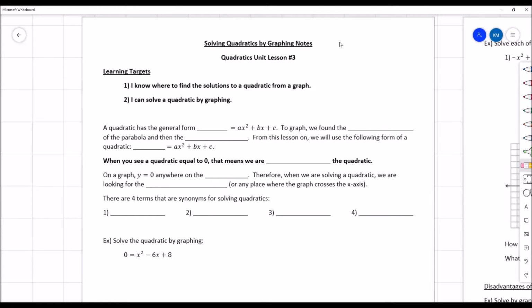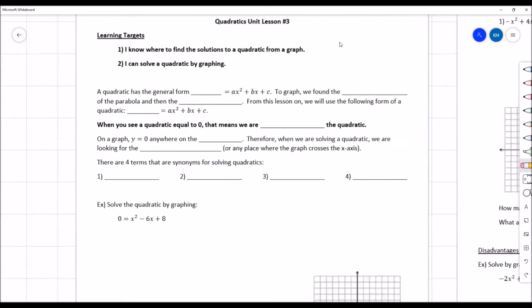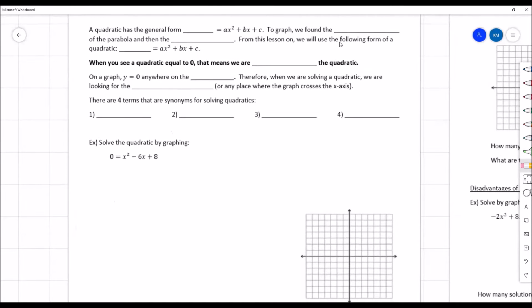Today we're looking at solving quadratics by graphing notes. At the end of this video, you should know where to find the solutions to a quadratic from a graph, and you should be able to solve a quadratic by graphing. A quadratic has the general form of y equals ax squared plus bx plus c. To graph, we found the axis of symmetry of a parabola and then the vertex.